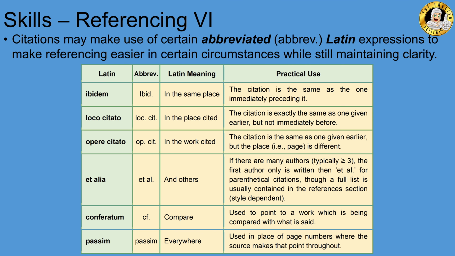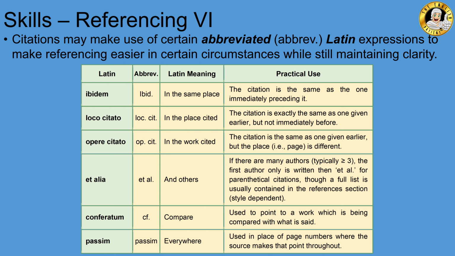Citations may make use of certain abbreviated Latin expressions to make referencing easier in certain situations while maintaining clarity. So let's take a look at some examples. The Latin expression ibidem, abbreviated to ibid, means in the same place. When do we use this? Well, it means the citation is the same as the one immediately preceding it. So if you have just used the same source and you're using it again, you can put ibid with a full stop after it, and that will show that it's the same as the immediately previous source.